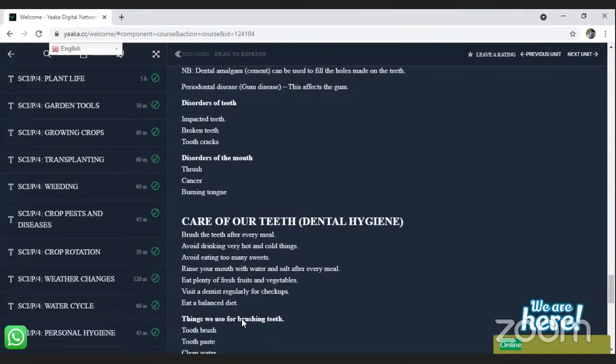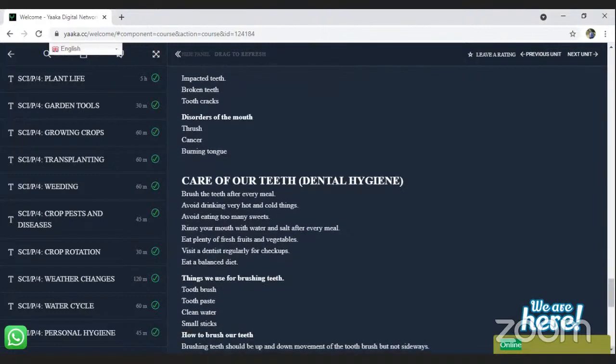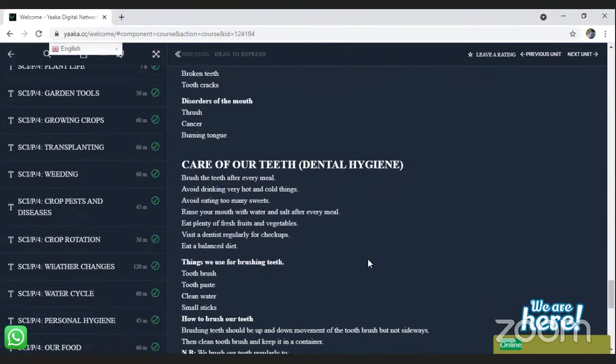We also have the things we use for brushing teeth. This one, we looked at it in primary 1, primary 2. These things include toothbrush, toothpaste, clean water, and also small sticks for removing things that get stuck in our teeth. As simple as that. So that is what we needed to discuss today.